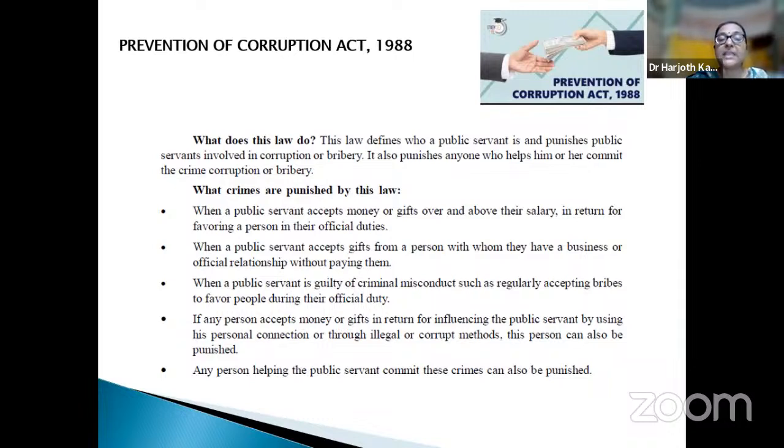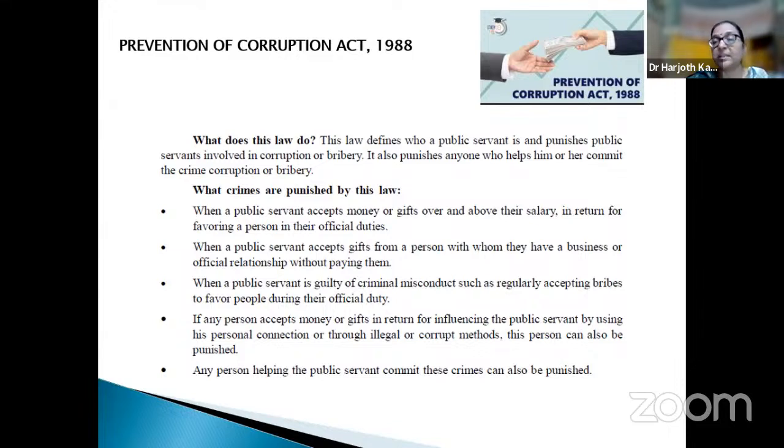If any person accepts money or gifts in return for influencing the public servant by using his personal connection or through illegal or corrupt methods, this person can also be punished. Any person helping the public servant commit these crimes can also be punished. So the law is very clear, the act is very clear that we have to prevent corruption.